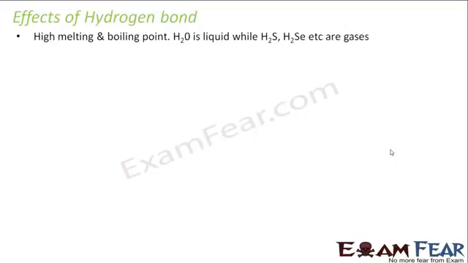Hydrogen bond has some effects. That's why we are studying this bond. The first is high melting and boiling point. Molecules have high melting and boiling point if they have hydrogen bond. For example, water is liquid because it has hydrogen bond. But H2S, H2Se, these are all gases with similar structure. But water is liquid. Why? Because of the hydrogen bond.